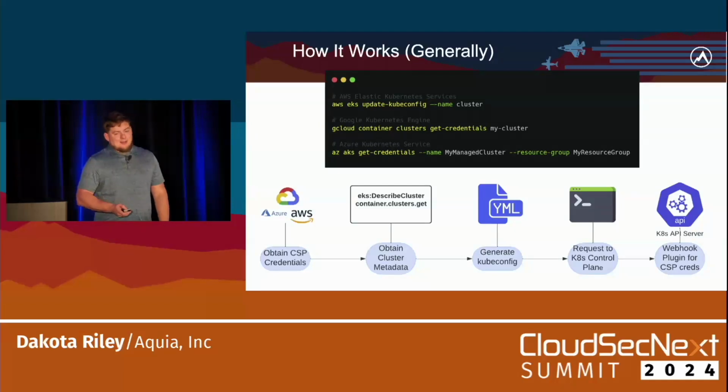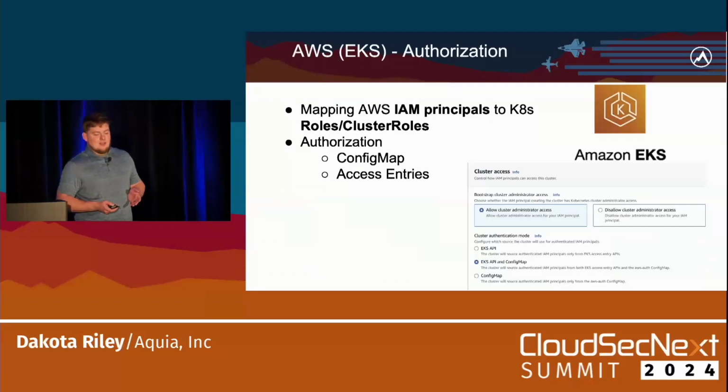So with that, we talked about how they're similar. We're going to talk about the nuances of each, starting with Amazon Elastic Kubernetes Service, or EKS. When it comes to interacting with an EKS cluster with your Amazon identities, you can map AWS IAM principals, so your users, groups, or roles, to Kubernetes roles or cluster roles. There are two methods for doing so. There is a legacy option now known as the AWS Auth config map. And there is an option that was recently released, I want to say about half a year ago, called EKS access entries.